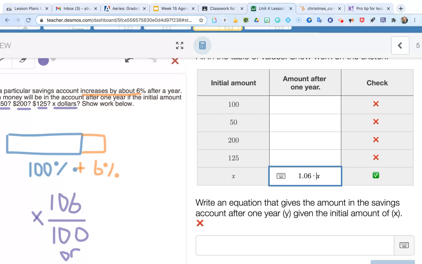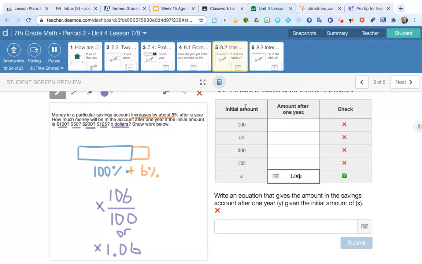And then if you want that multiplication symbol in there, you can. Otherwise, you don't have to because this also means multiplying. So I'm going to take my initial amount and multiply it by 1.06 or this fraction. They're the same. The reason that works is because I'm trying to find 106% of these different amounts.